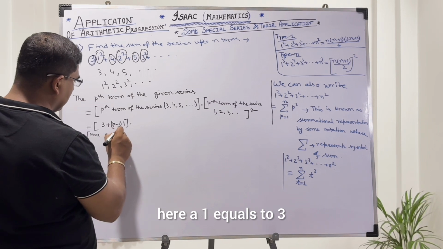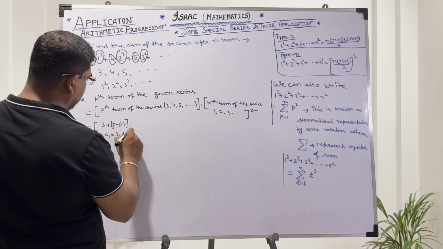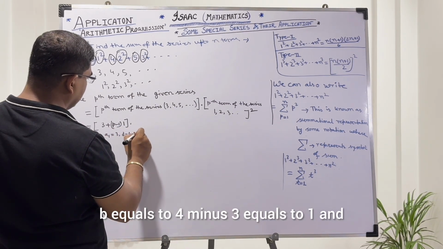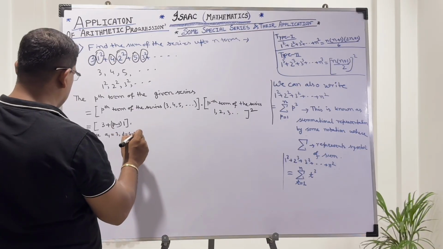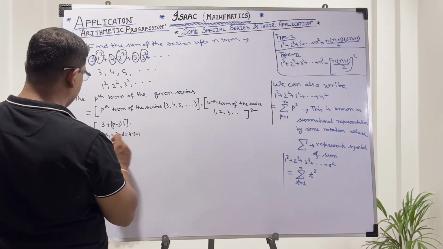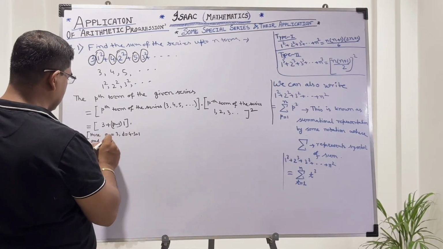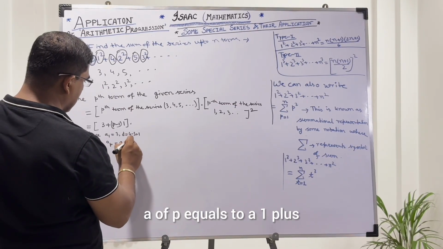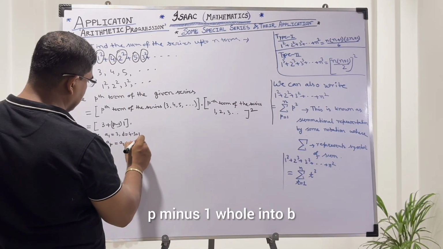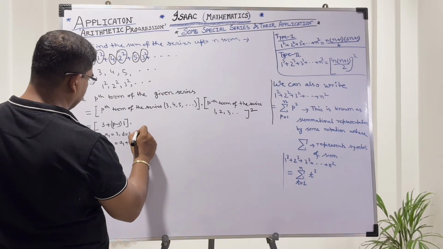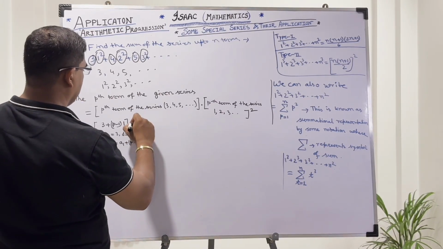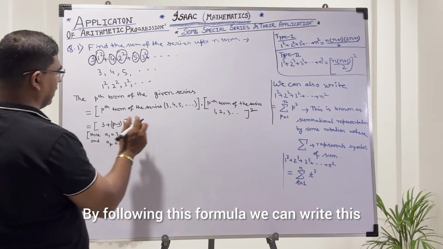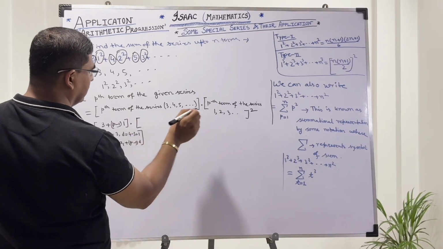Here A1 equals 3, D equals 4 minus 3 equals 1. And A of P equals A1 plus (P minus 1) whole into D. By following this formula, we can write this.